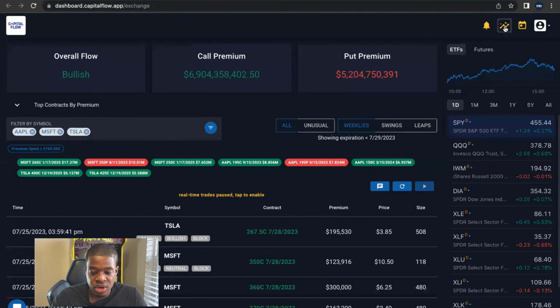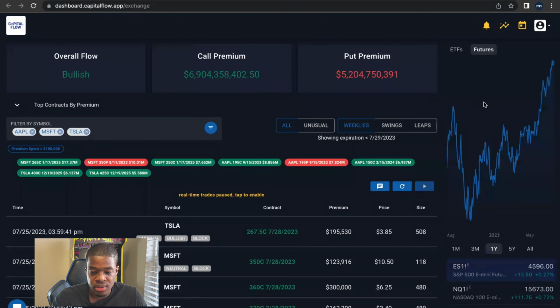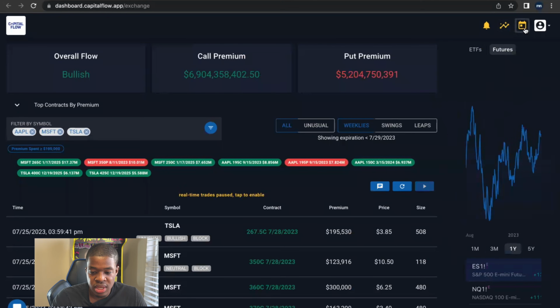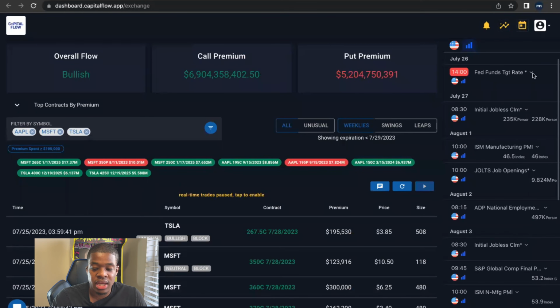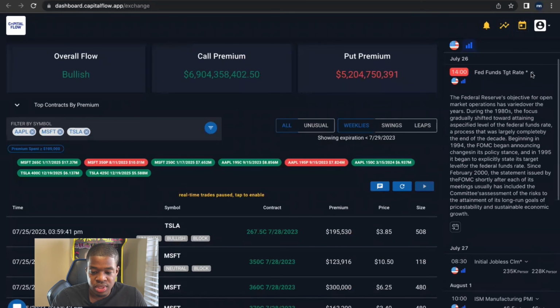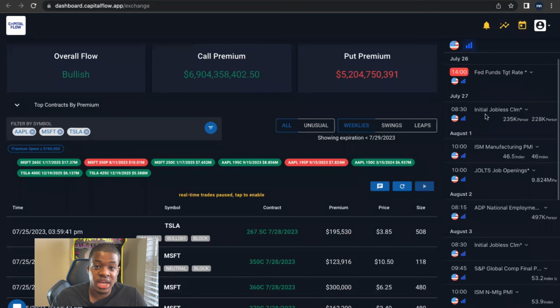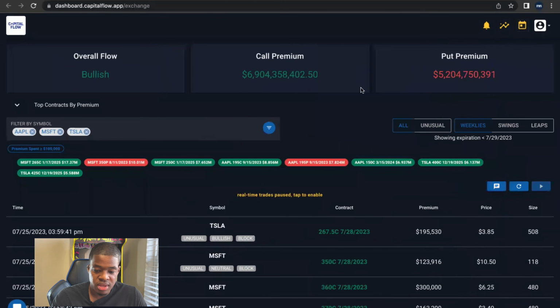If you click this chart button, you can get different charts for ETFs and futures along with different time periods. And the calendar button gives you the economic calendar, which is really useful because economic events actually affect how these big money traders make moves in the market. So that's it for the capital flow tutorial.